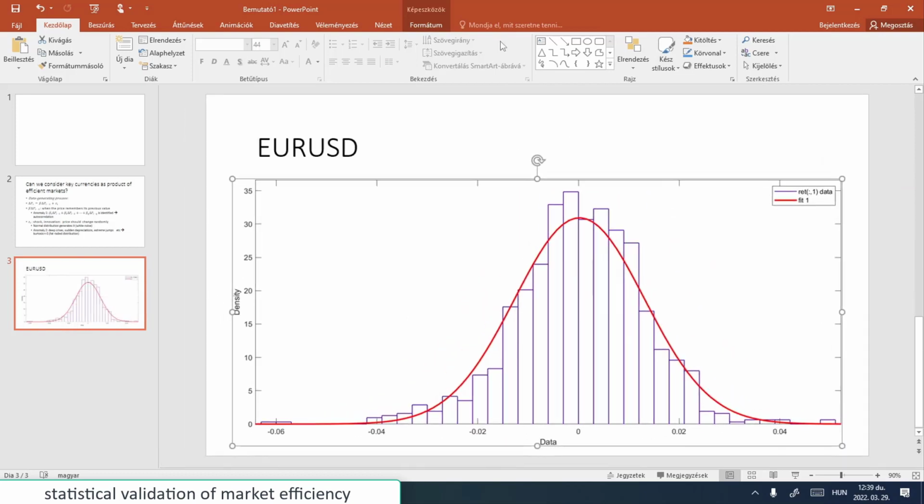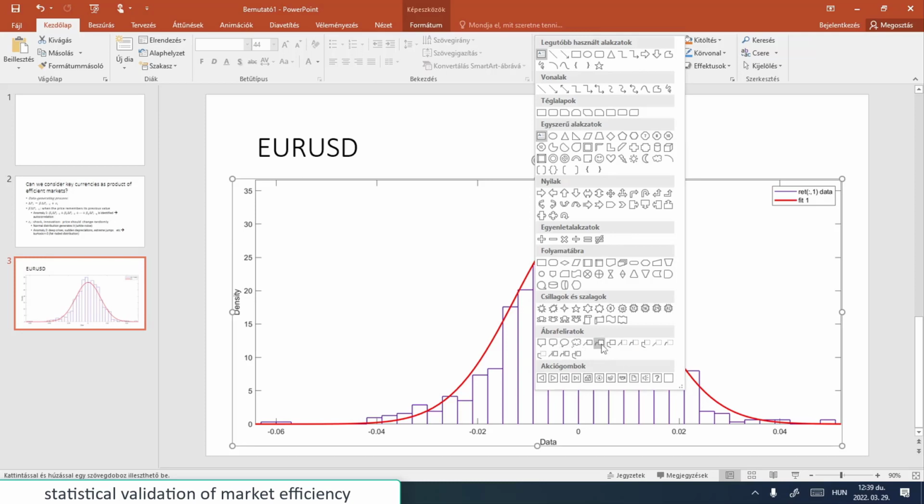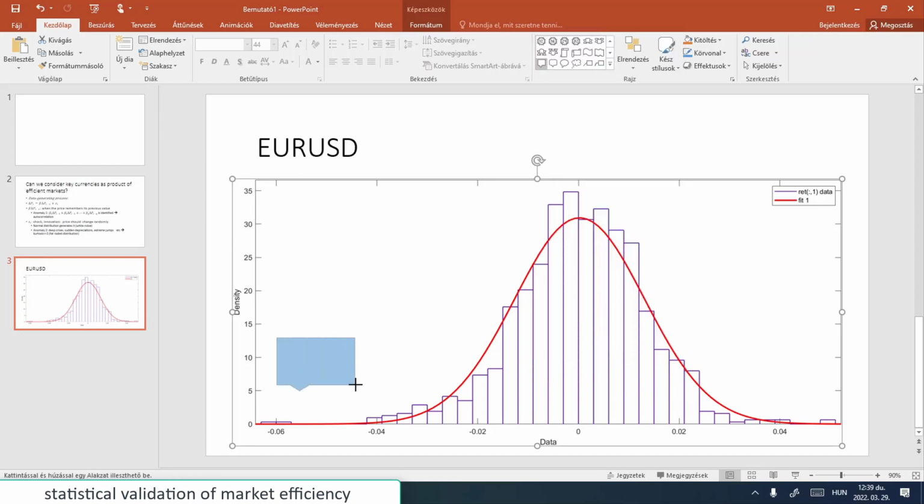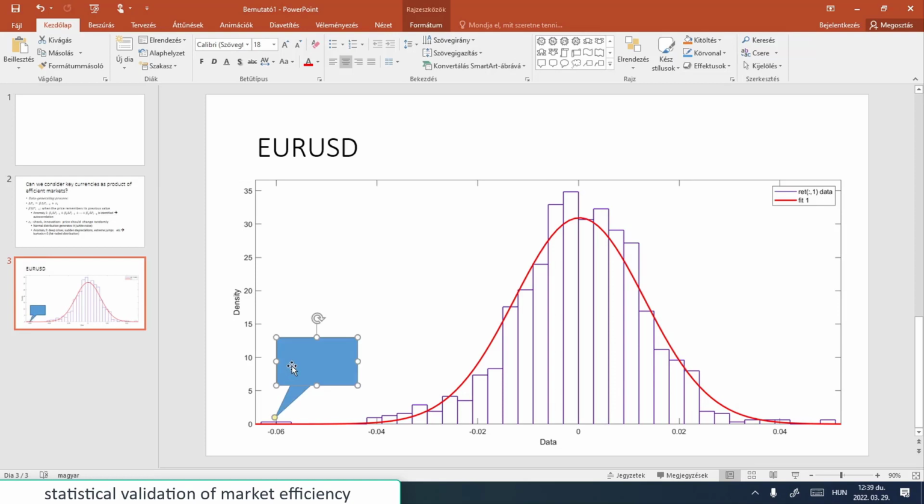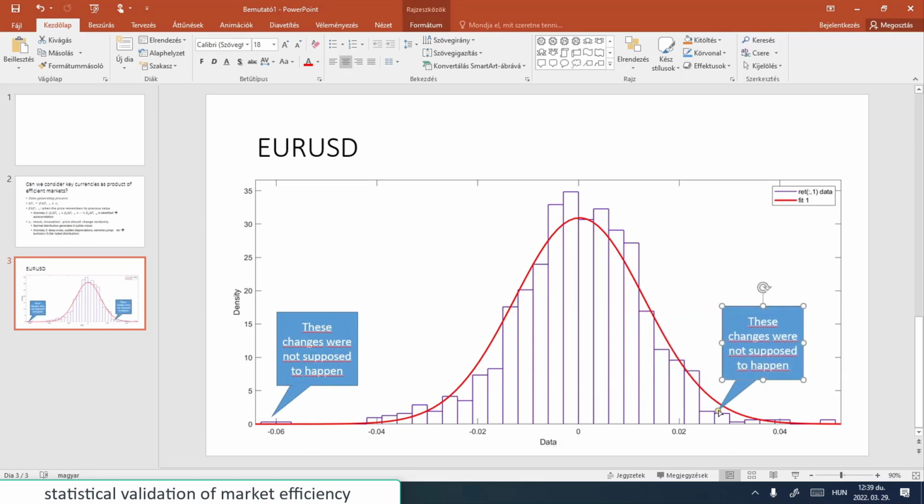So you have to make some notes that these changes are not supposed to happen. I think that when these changes happen, then one or two mutual funds or hedge funds had a bad day.